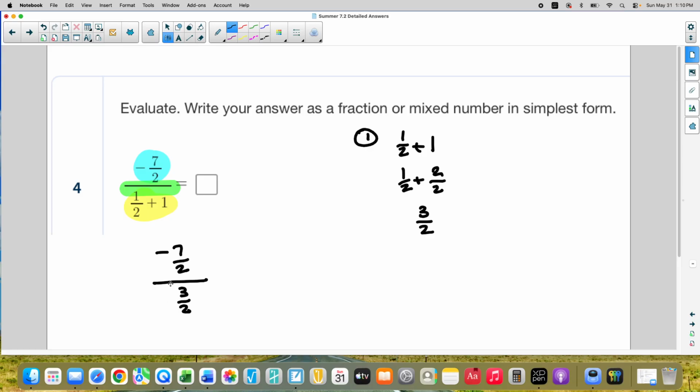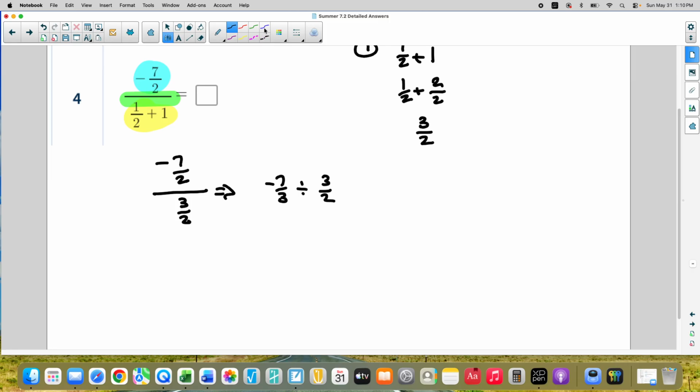And a lot of students would go, I don't know what to do. Well, we're going to convert this to a different operation, that division sign. Negative 7 halves divided by 3 halves. And when we divide fractions, we have to convert to multiplication. We keep, switch from division to multiplication, and flip, meaning we take the reciprocal.